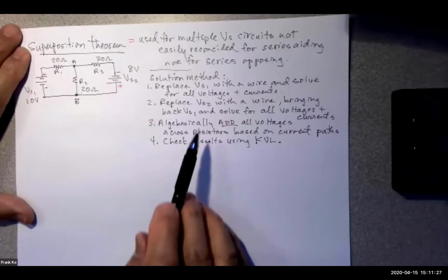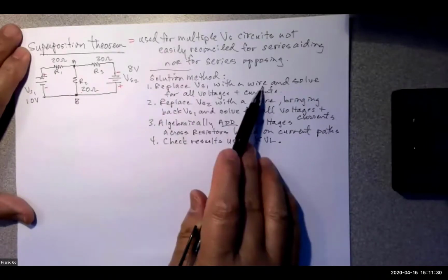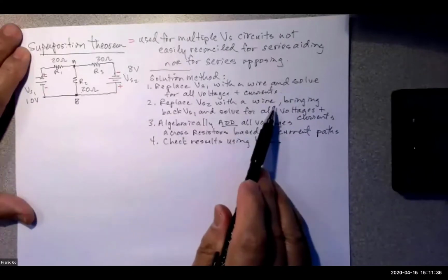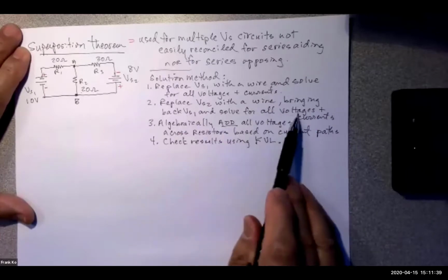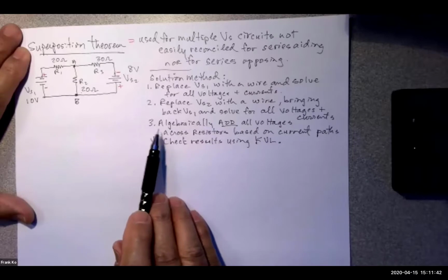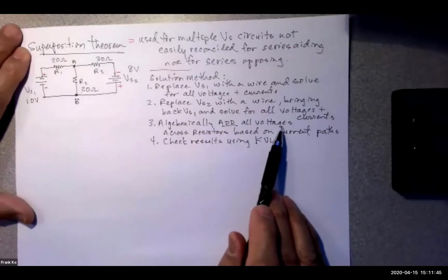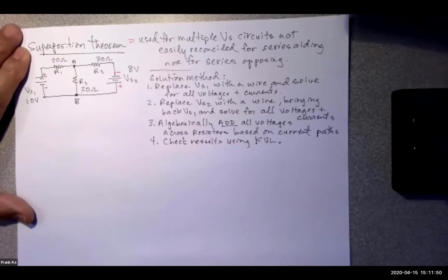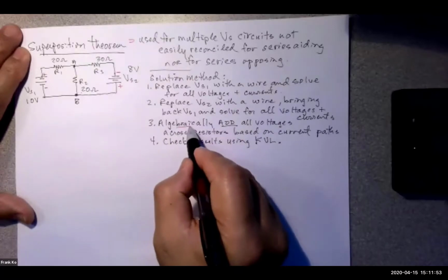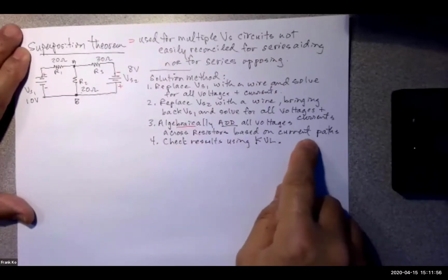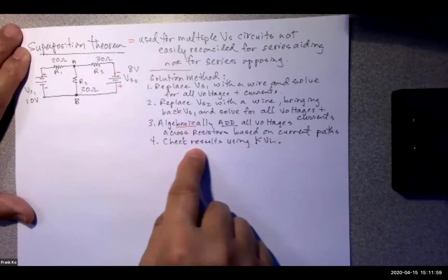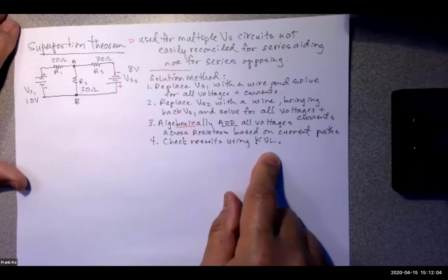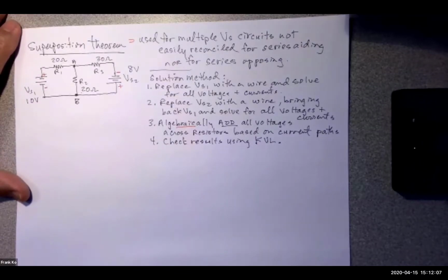They're stated as replacing the voltage source VS1 with a wire and then solving all voltages and currents. Then you're going to replace VS2 with a wire, bringing back VS1, and solve for all voltages and currents. Then in step 3, you're algebraically going to add all voltages across the resistors based on their current paths. Now, there's a very special operative word here. You're going to algebraically add all voltages based on their current paths. And then finally, you're going to check results using KVL. So this is a multi-step process. So we will go ahead and begin by doing this.